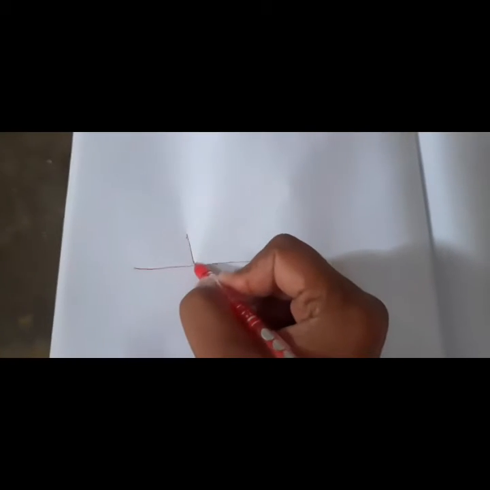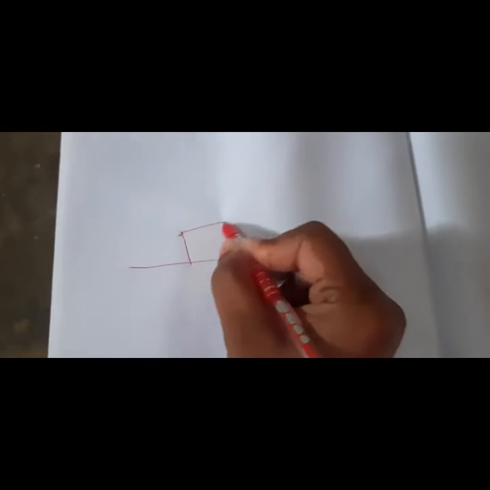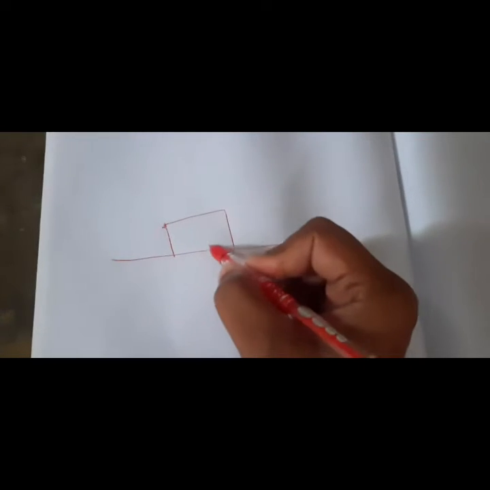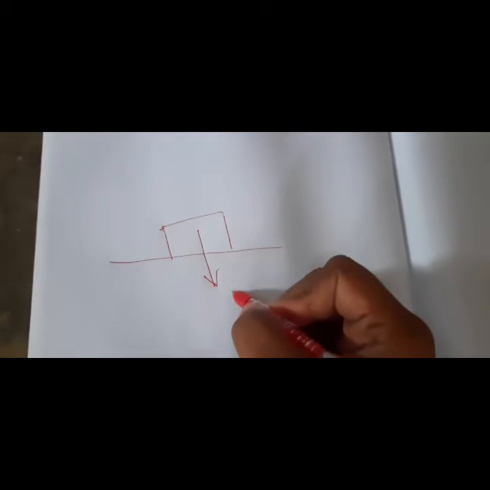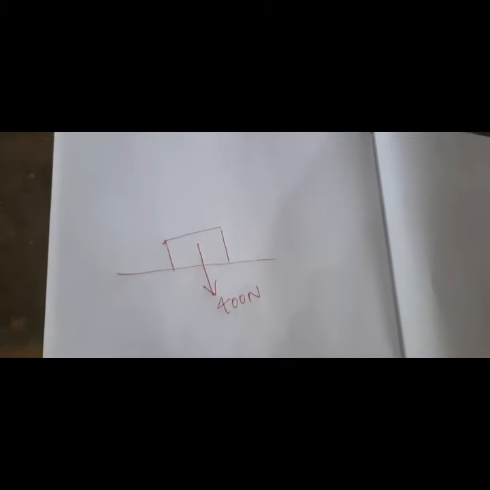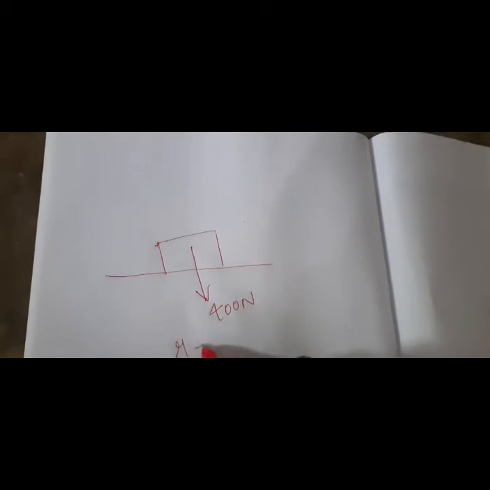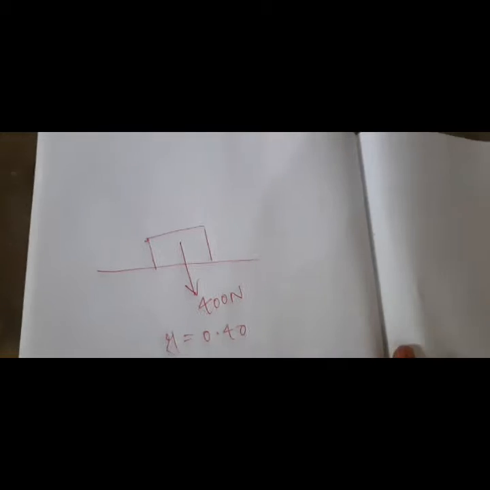I'll solve this. It's given that a 400 Newton block is resting on a rough horizontal plane. So I'll draw the figure. Suppose this is the horizontal plane and a 400 Newton block is resting over it. So the weight of this block is 400 Newton. And next it is given that the coefficient of friction is 0.40, that is mu equal to 0.40.